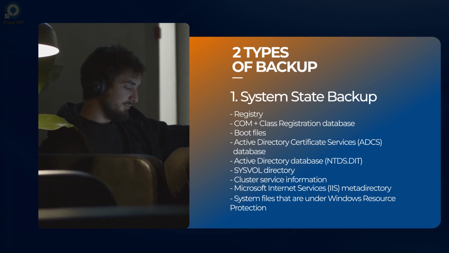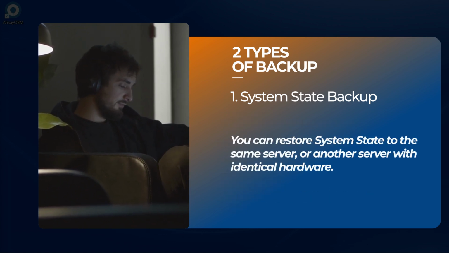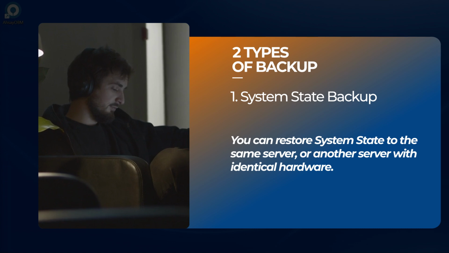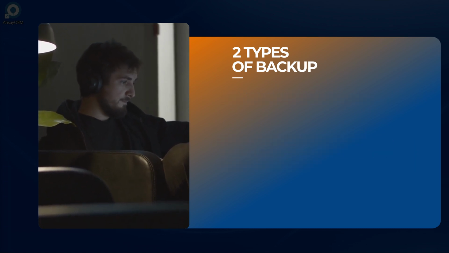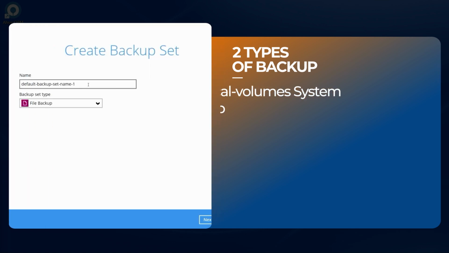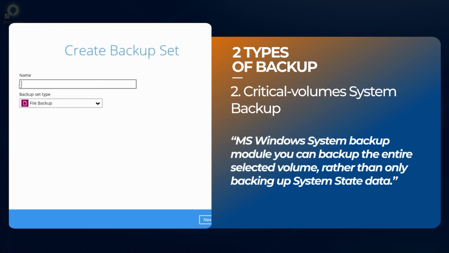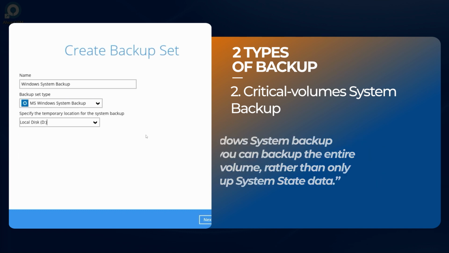Windows Resource Protection. You can restore system state to the same server or another server with identical hardware. However, Microsoft does not support restoring system state to different hardware. With the MS Windows System Backup module, you can back up all critical volumes rather than only backing up system state data. This module backs up the selected volumes entirely.